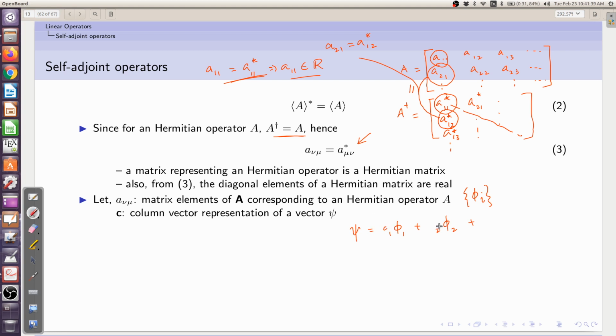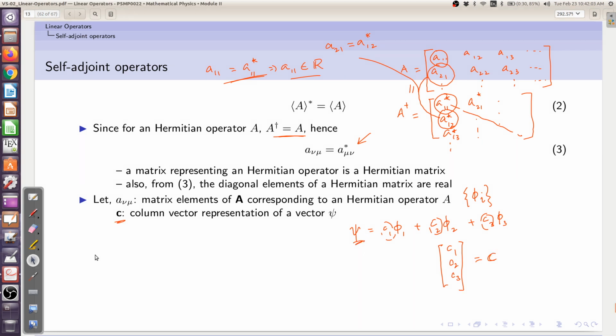So C1 phi 1, C2 phi 2, C3 phi 3, right? Then you just collect this C1, C2, C3 together. So this gives us your column vector representation. This contains all the information that is there in this. So C is the column vector representation of this vector psi.